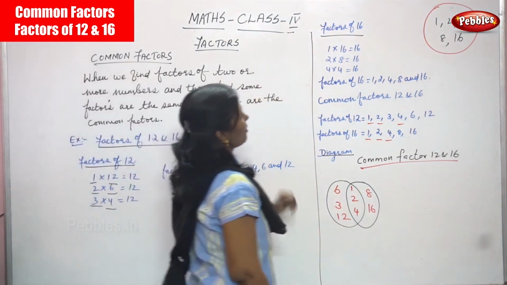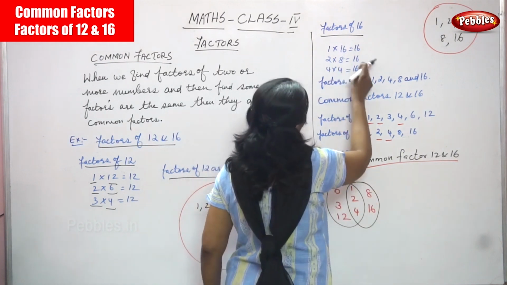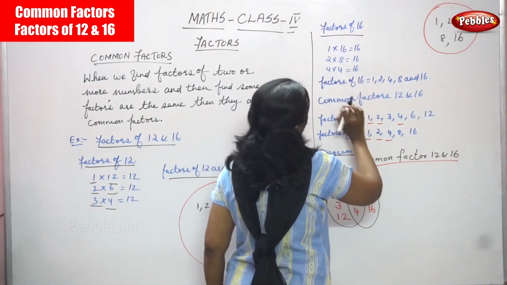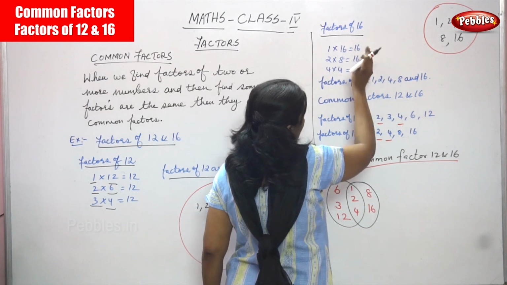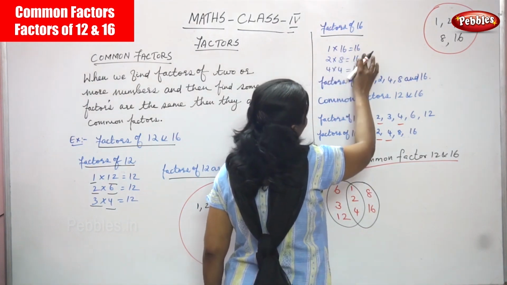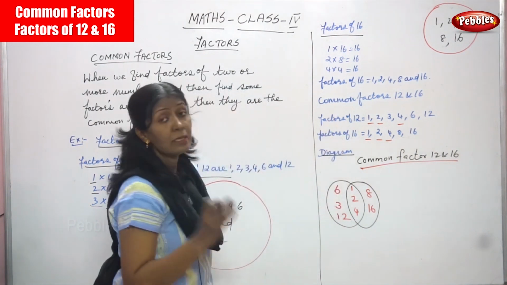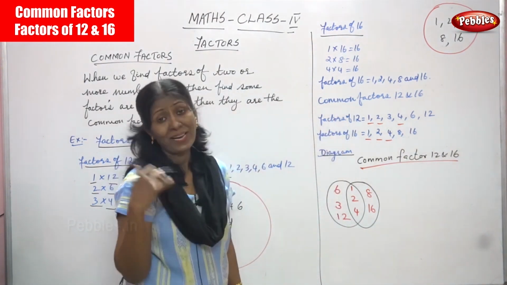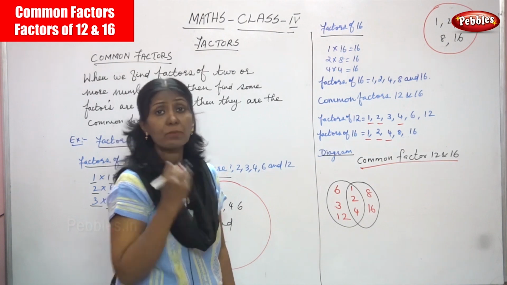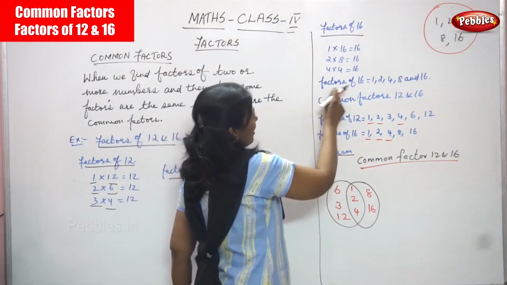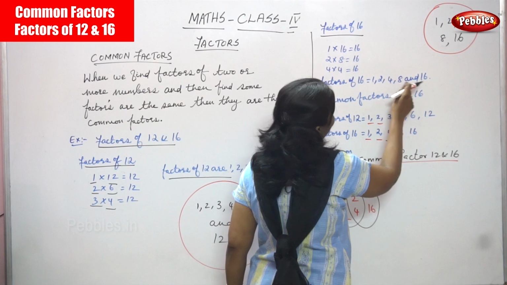Now I am going to move on to the factors of 16. 1 into 16, 2 into 8, 4 into 4, each gives 16. I am using the multiplication method. These are the maximum possible factors of 16. So the factors of 16 are 1, 2, 4, 8 and 16.